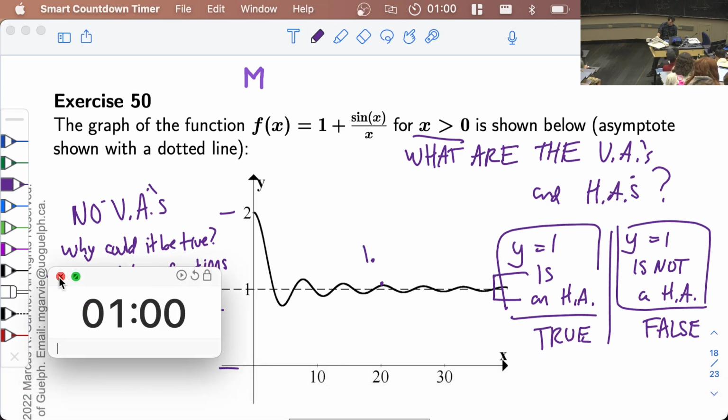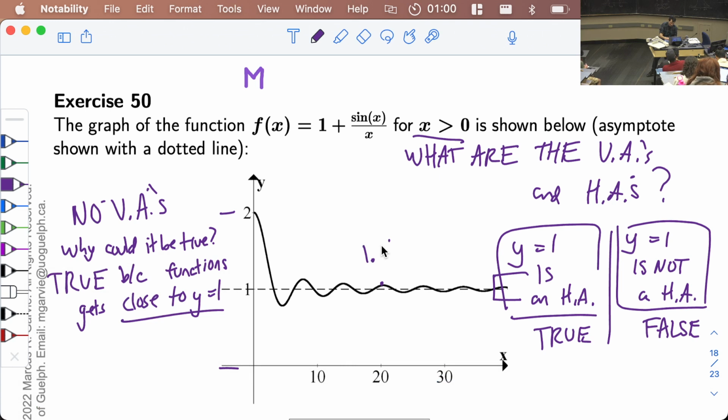Okay, so here it's like 1.01, like a little bit over 1. And over here it's like a little bit under 1. It's like 0.99. So it's sometimes a little bit above, sometimes a little below, sometimes exactly equal. But in any case, if you look at large enough x values, it's getting closer and closer. And that closer and closer, that arbitrarily close, is what defines a vertical asymptote. So that is why the answer could be true.